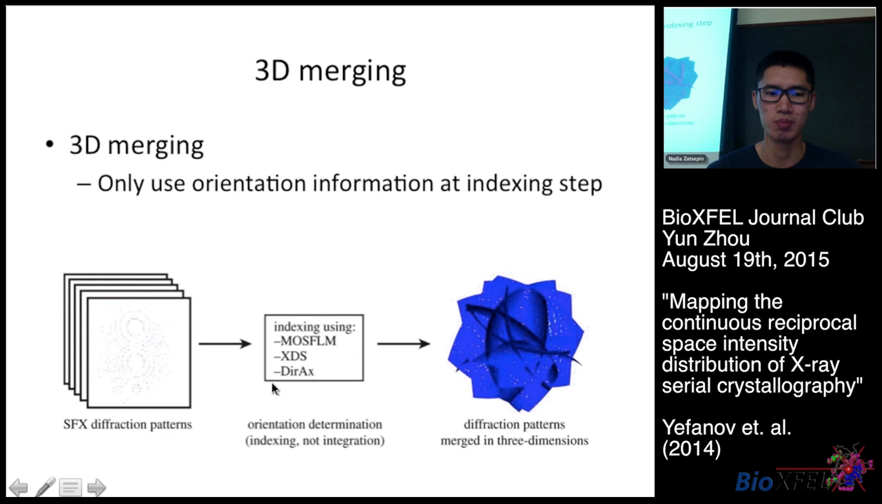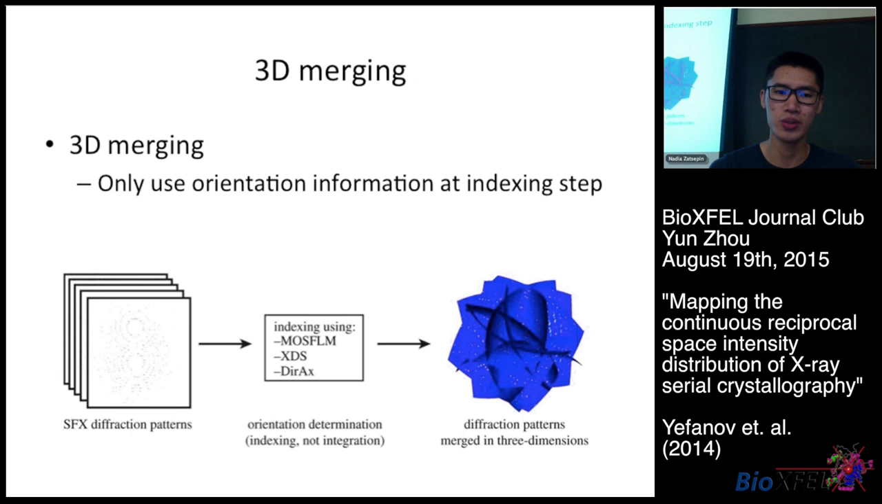But for here, we only use the orientation information at this stage. So basically, we don't do background subtraction. We don't do anything at this stage. We only use the orientation, and we don't do scaling. We just use the orientation. And so when the orientation is determined, we map back to the reciprocal space.